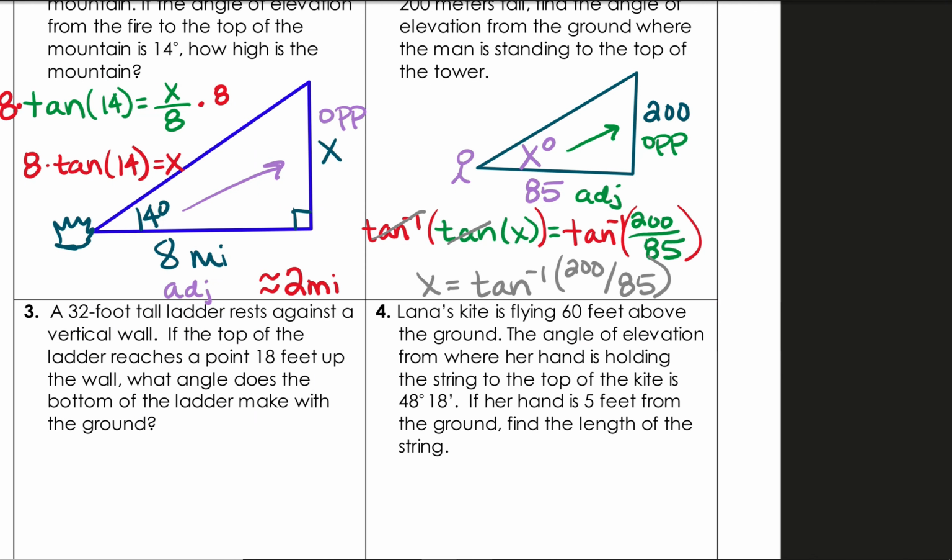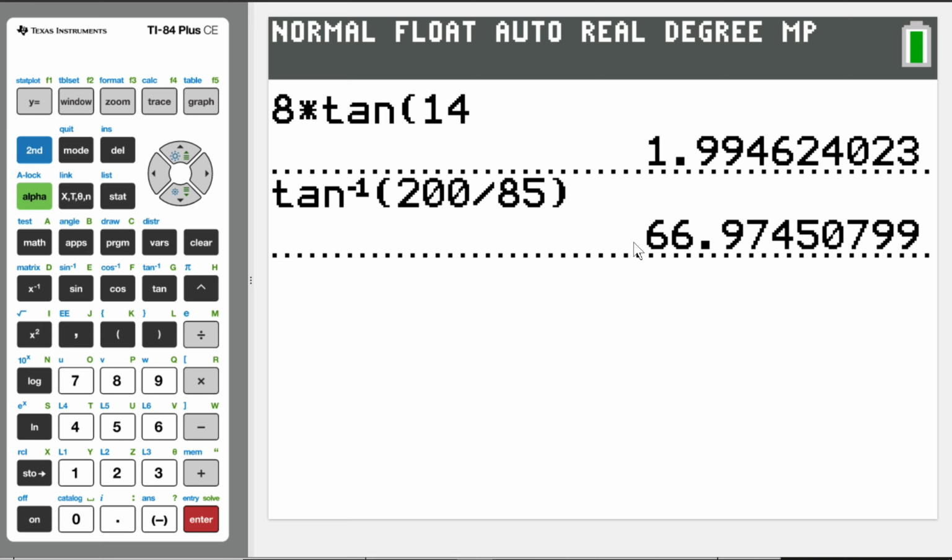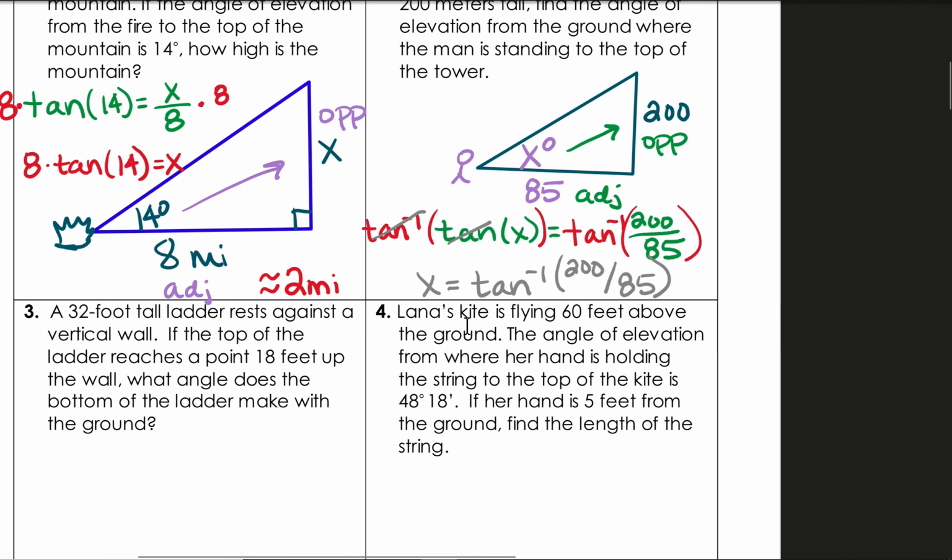I'll double check to make sure those are right. All right, so it's 85 actually. So let me go back. 85, and I can hit enter, and then there's my answer, 66.97. So that would be our angle of elevation, 66.97. Since it rounds up like this, we can pretty much say that that's going to be approximately 67 degrees. So here, this angle, X, is approximately 67 degrees.